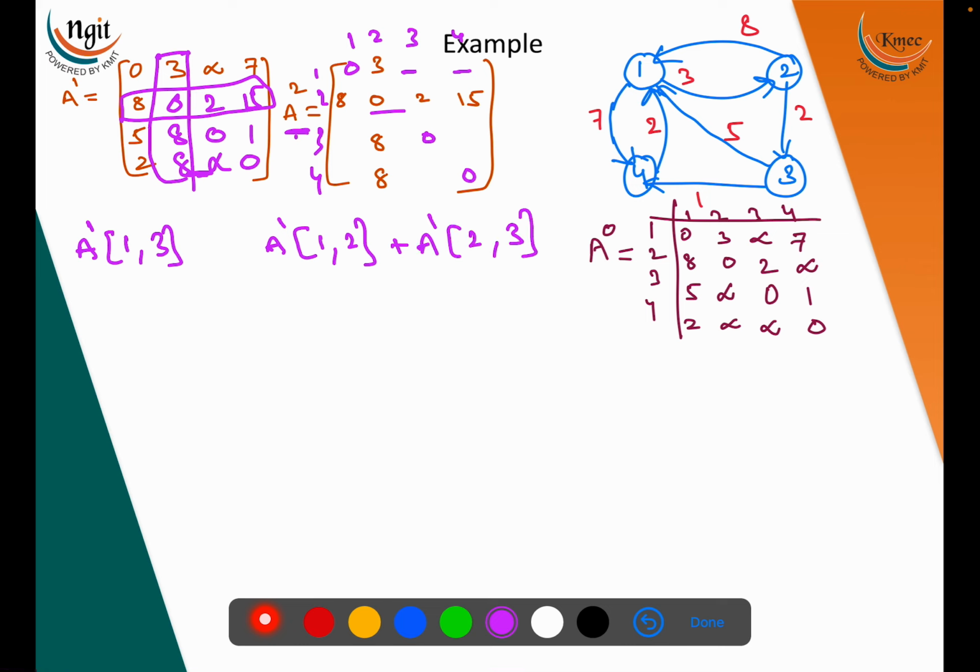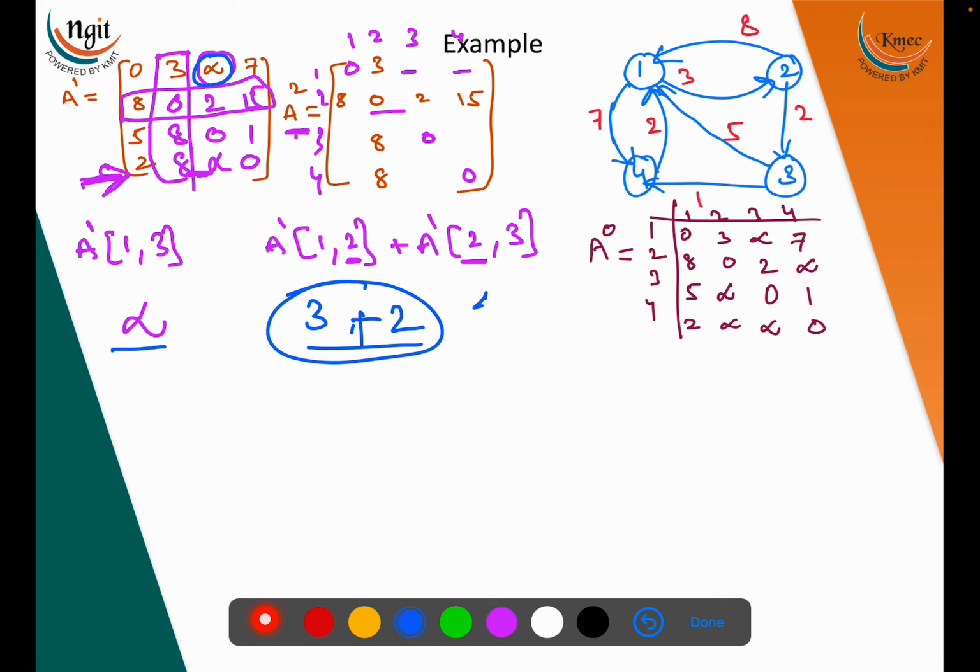Now this time the intermediary vertex is 2. So A1 1 comma 3 value is infinite. A1 1 comma 3 is infinite, and A1 1 comma 2 is 3, and A1 2 comma 3 is 2. Infinite and 3 plus 2, which is minimum? This is minimum, 5. So update this 5 in the place of 1 comma 3.